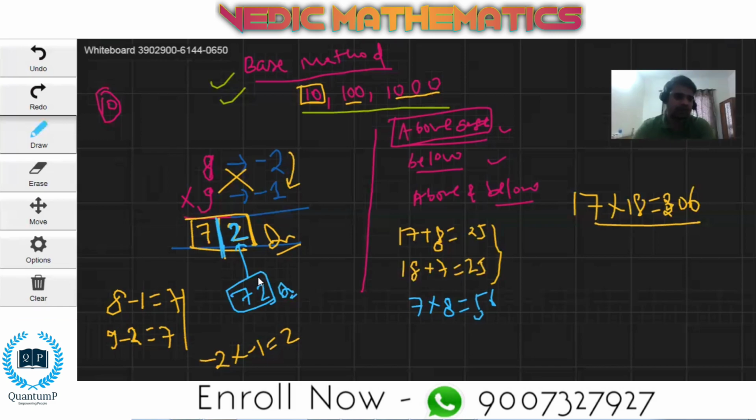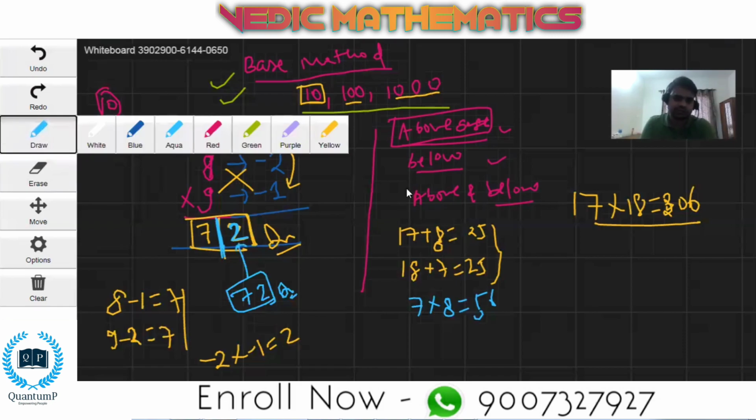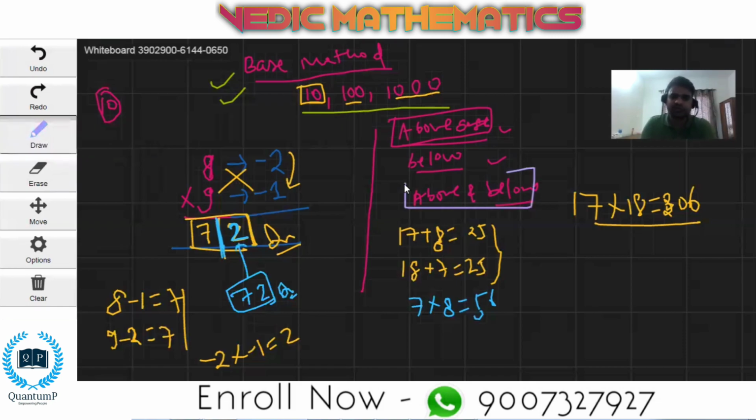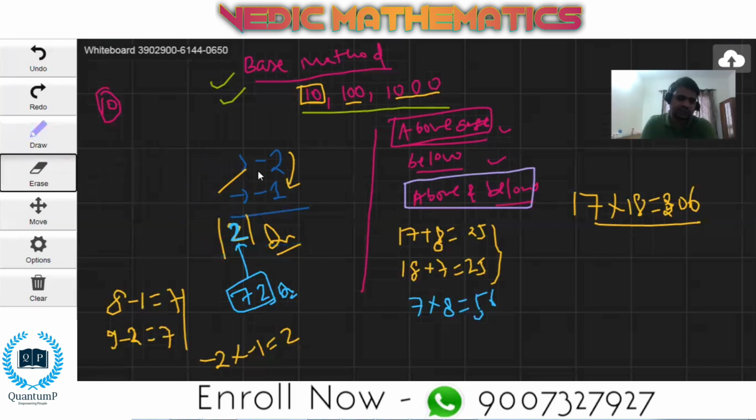Okay, now I'm going to do the above and below, the third one, this one, above and below. Above and below means one number will be more than 10 and one number will be less than 10. So let's see. Okay, now let's move to the third section.